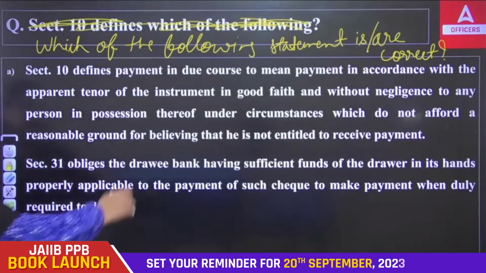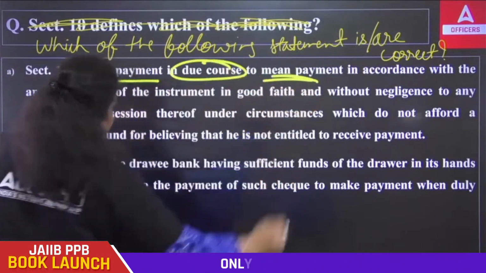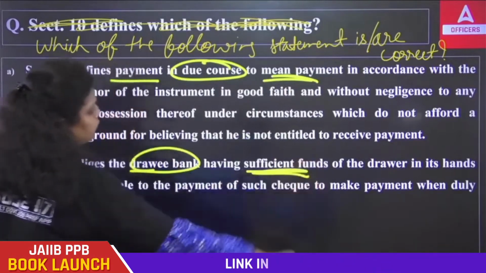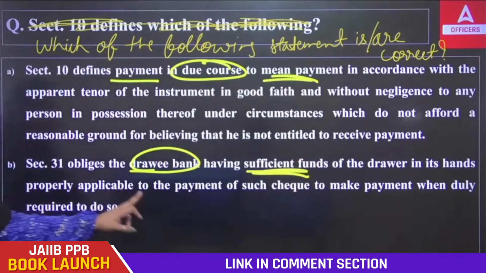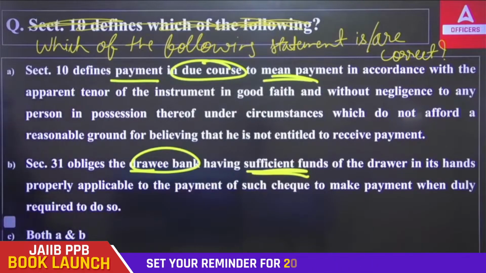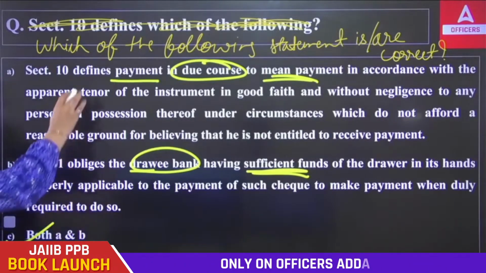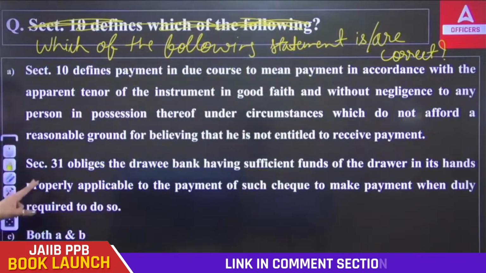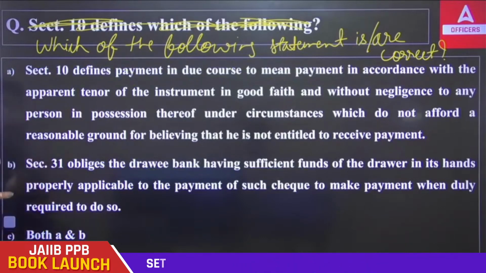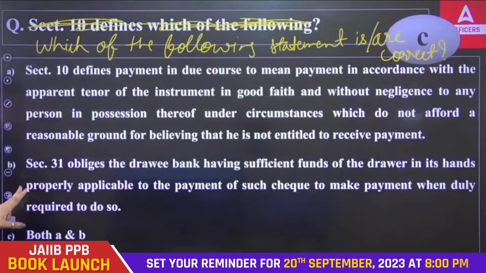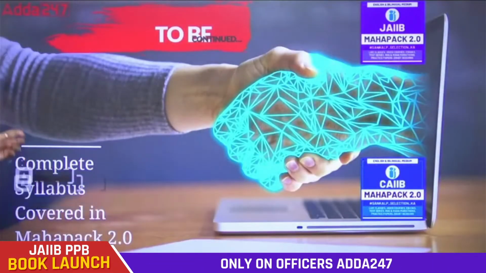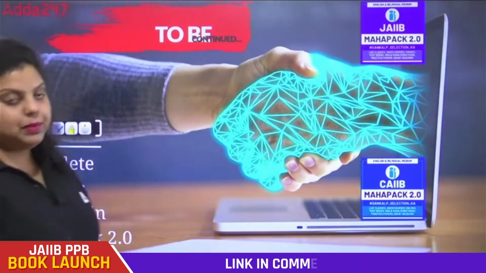The first we have, it defines payment in due course. Okay. Section 31 obliges the drawee bank having sufficient funds of the drawer in its hands properly applicable to the payment of such checks to make payment when duly required to do so. So the right answer is both. Section 10 defines payment in due course, and section 31 obliges the drawee bank, having sufficient funds in the account of the drawer, sorry, and a drawer means the maker of the check. So these are certain questions we have discussed about the responsibility of the paying bank in context to negotiable instruments.